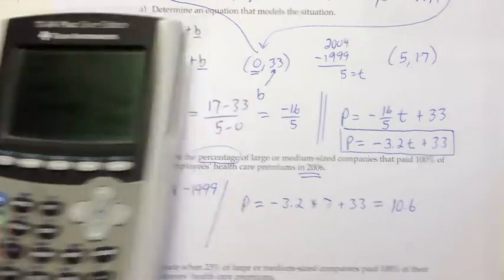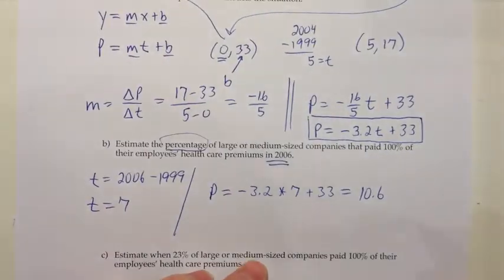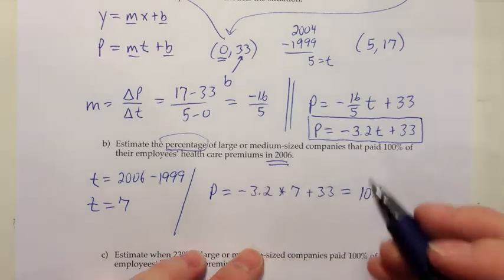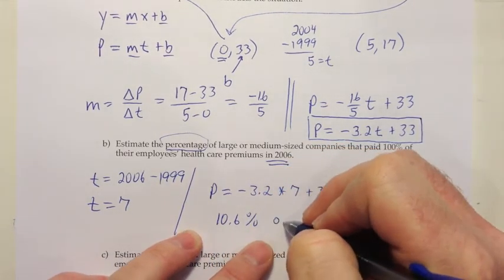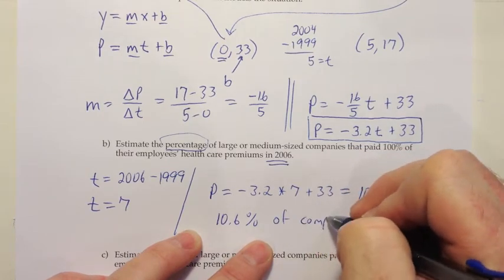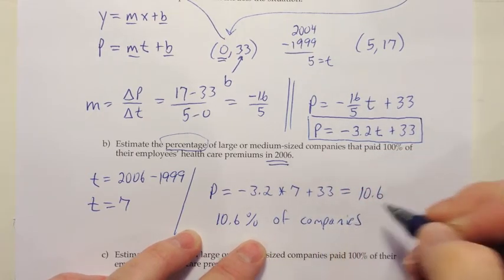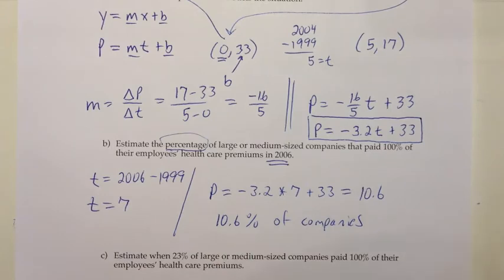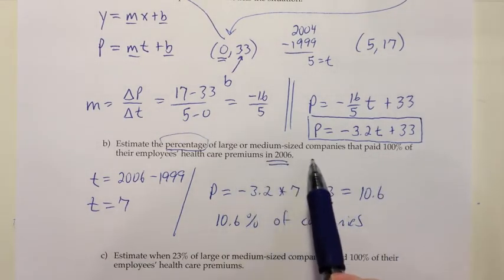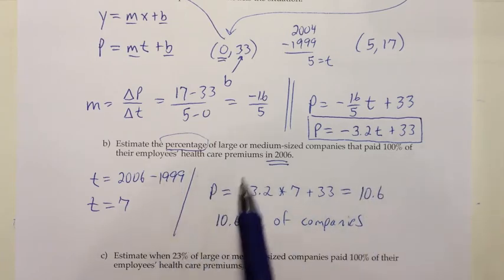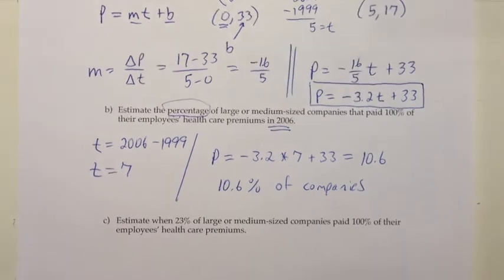So that's the numerical part. I'd still want to give the answer, and the answer would be a percentage. So I would say 10.6% of companies. You could do the full sentence if you want. This is enough, I think. 10.6% of companies, and the further part would be 10.6% of large or medium-sized companies paid 100% of their employees' health care benefits. Alright, let's go ahead and move on to part C.